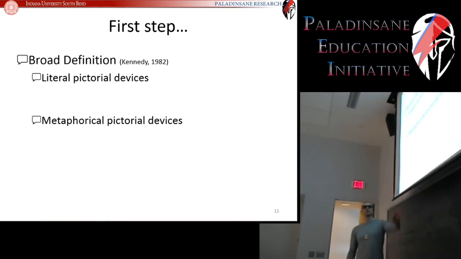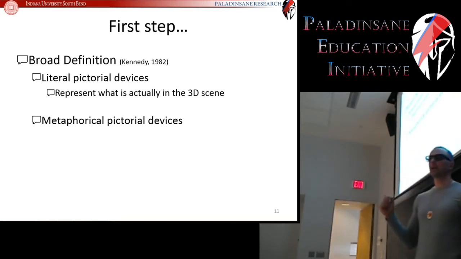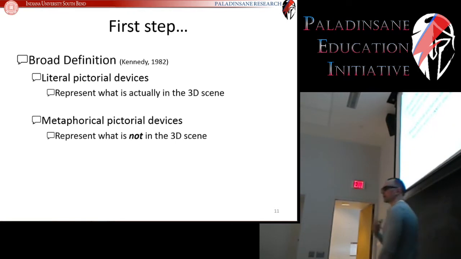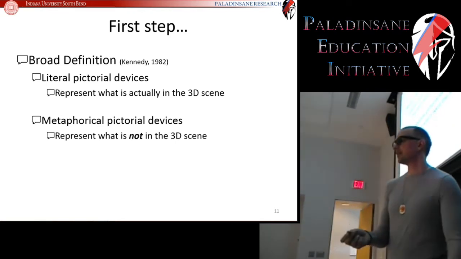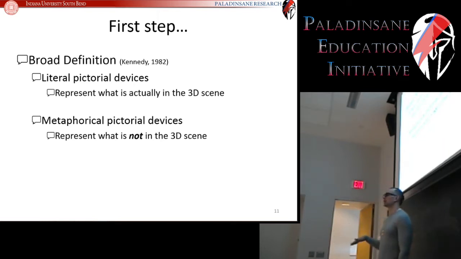You might disagree, but this is our working definition. So what we're going to do is just define it. Literal pictorial devices are pieces of your picture. Pictorial devices are strategies and pieces of your picture, and literal ones represent what is actually in the 3D scene, what is actually out there in the real world. Metaphorical devices are anything that depicts what is not in the 3D scene. So they're any part of your picture that depicts something that doesn't occur in the real world.